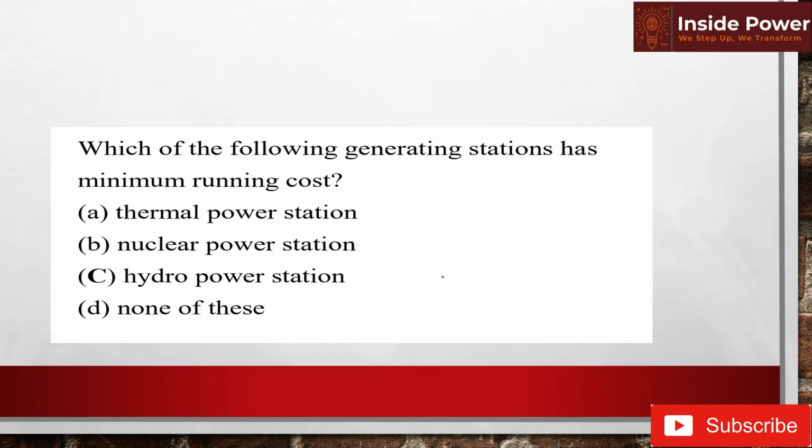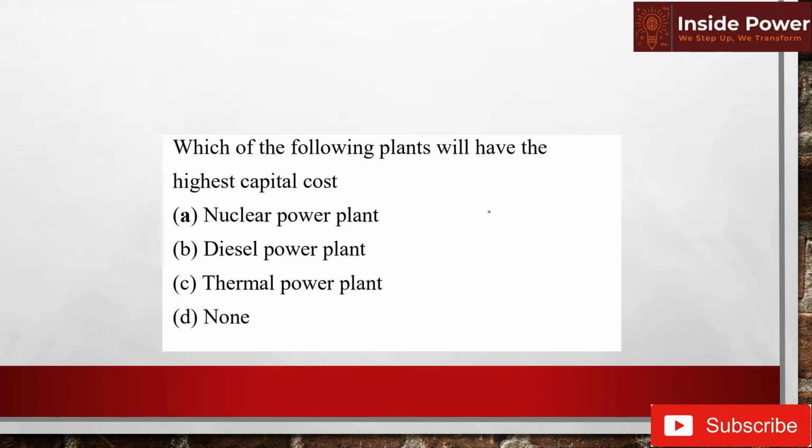Which of the following generating stations has minimum running cost? Minimum running cost is for hydro only, because thermal and nuclear have high running cost compared to the hydro power station. Which of the following plants will have the highest capital cost? Nuclear power plant is the correct one, because a nuclear plant has higher capital cost as compared to diesel and thermal, as the nuclear fuel is included.